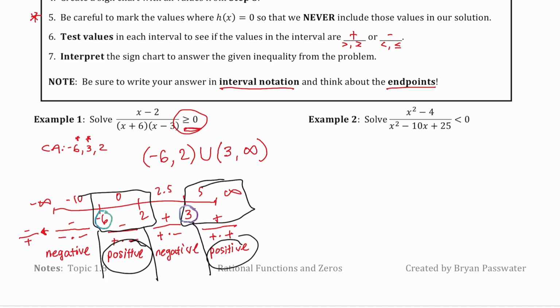Oh, I messed up right there. 2 should be a closed bracket, because that's not a vertical asymptote, and that actually is included, because that's in the numerator. And so that should be our answer. That is quite a lot.